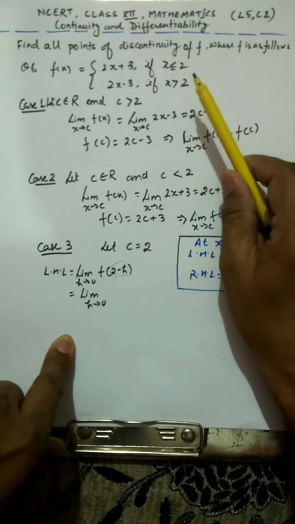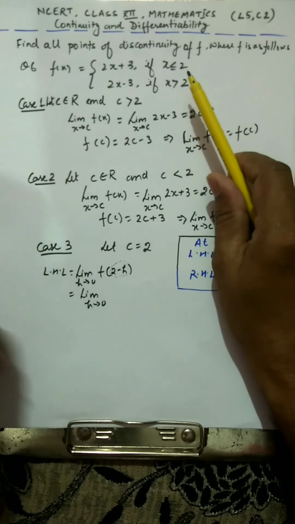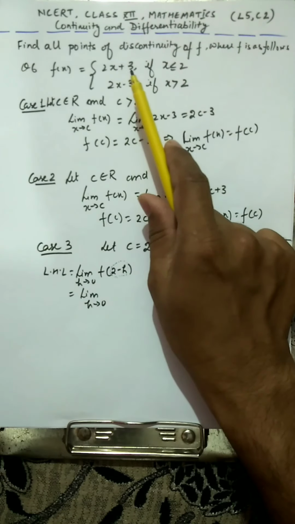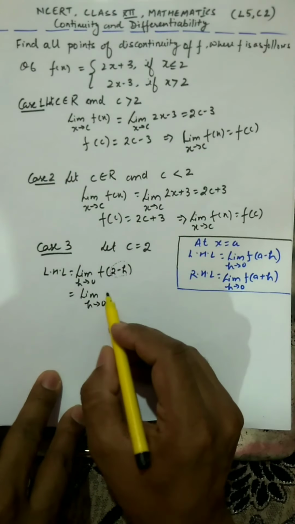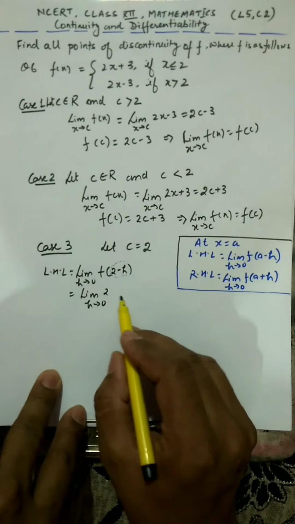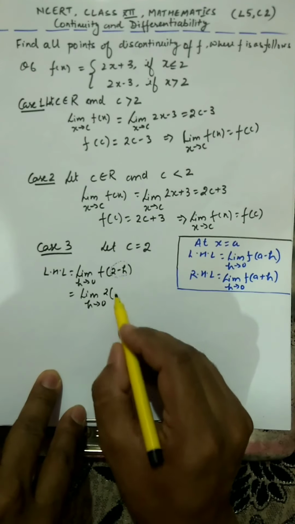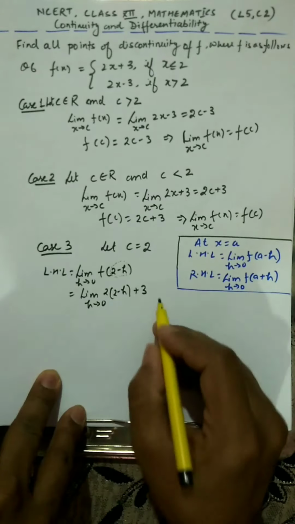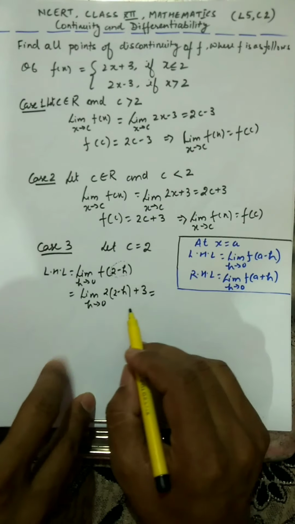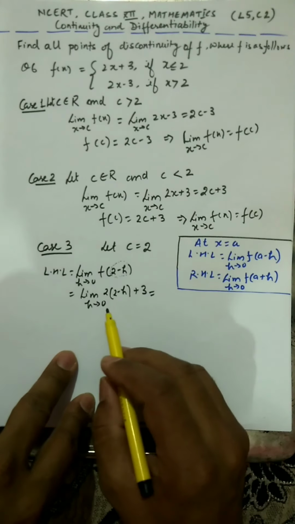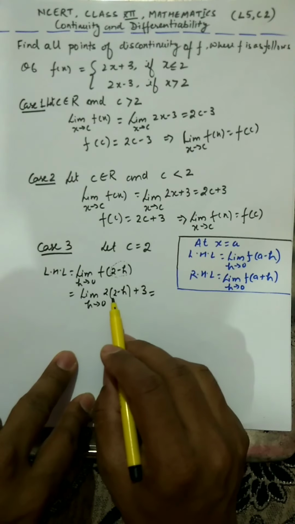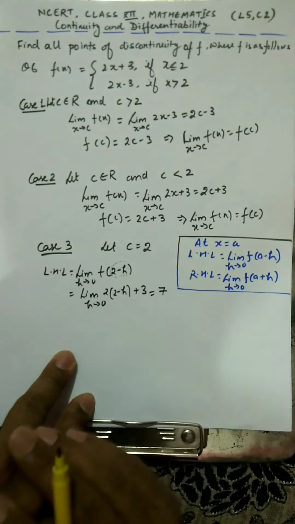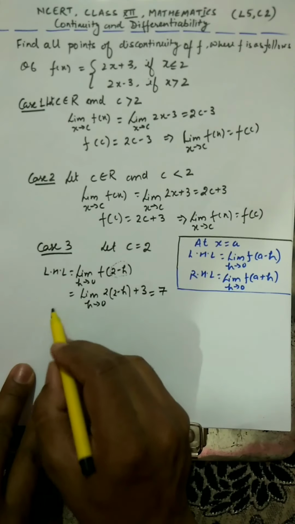So if x is less than 2, now you can see that for x less than 2 we can use f(x) equal to 2x plus 3. So we'll take 2x plus 3, but for x you are taking 2 minus h, so this is 2 times (2 minus h) plus 3. Now you can put the value of h directly because there is no denominator, so the function will remain defined. So when you put 0, it becomes 2 times 2 plus 3, this is 7. Now come to the right hand limit.